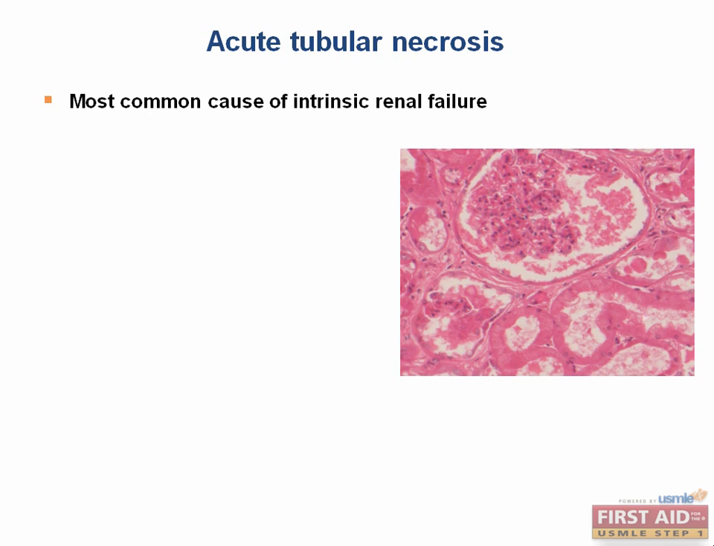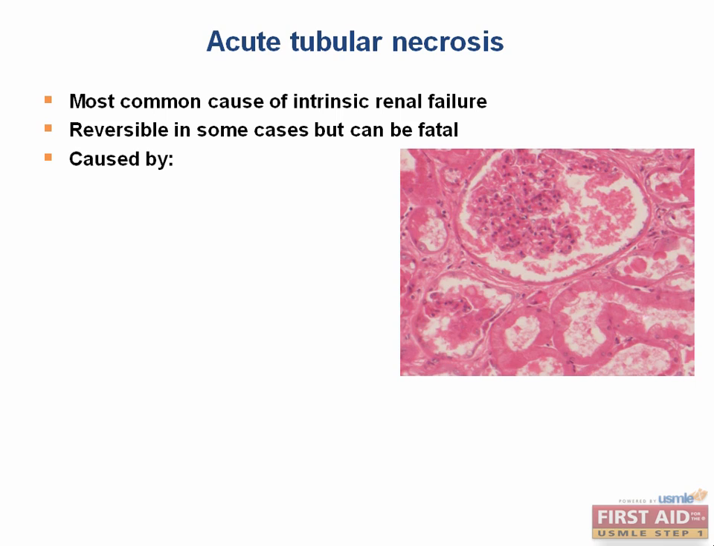Acute tubular necrosis is the most common cause of intrinsic renal failure. The interesting thing about this disease, however, is that it's reversible in some cases, but when it is fatal, death occurs during the maintenance phase, which we'll talk about more in a second. It's usually caused by either ischemic or toxic injury to the kidney. Shock, sepsis, hemorrhage, and CHF are all essentially causes of hypotension. This results in a state of renal hypoperfusion, leading to eventual ischemic injury and acute tubular necrosis.